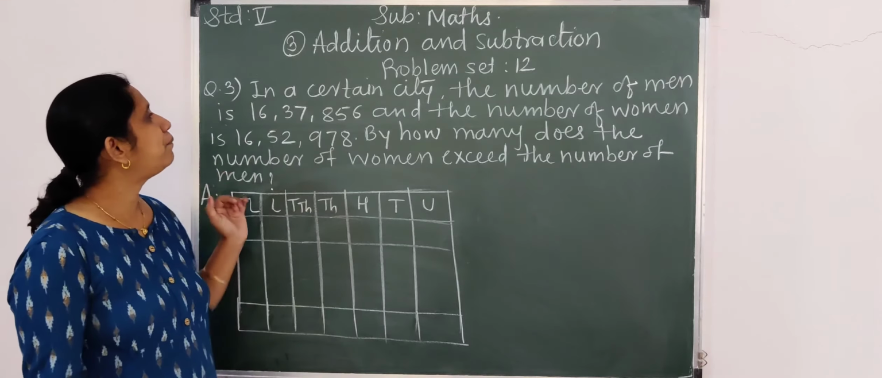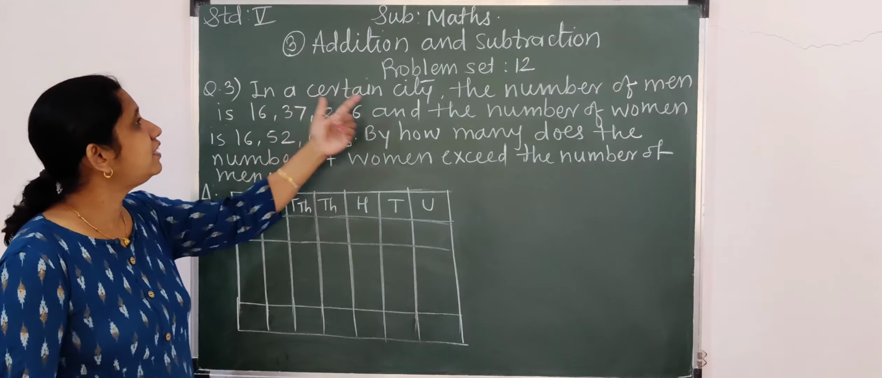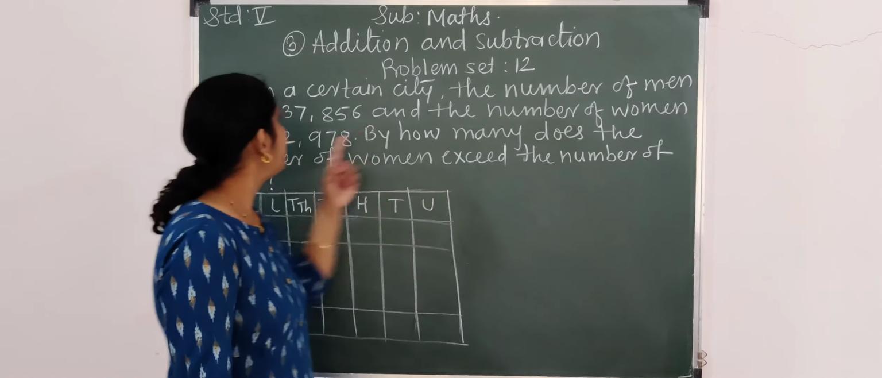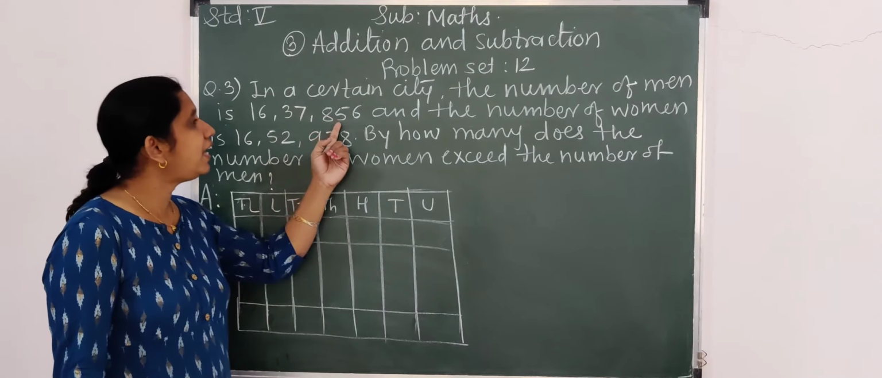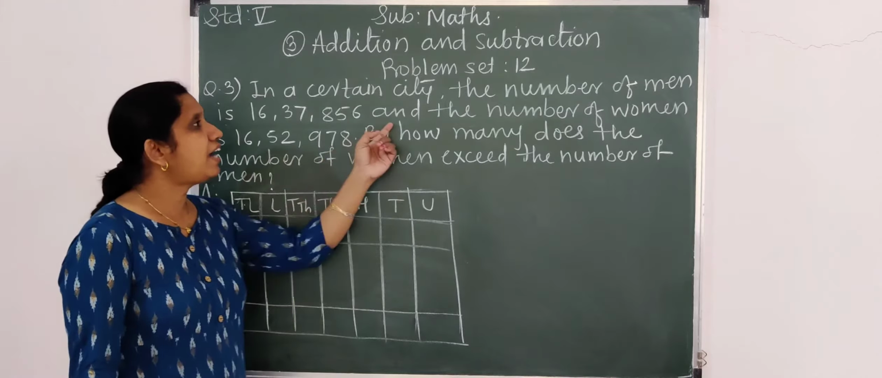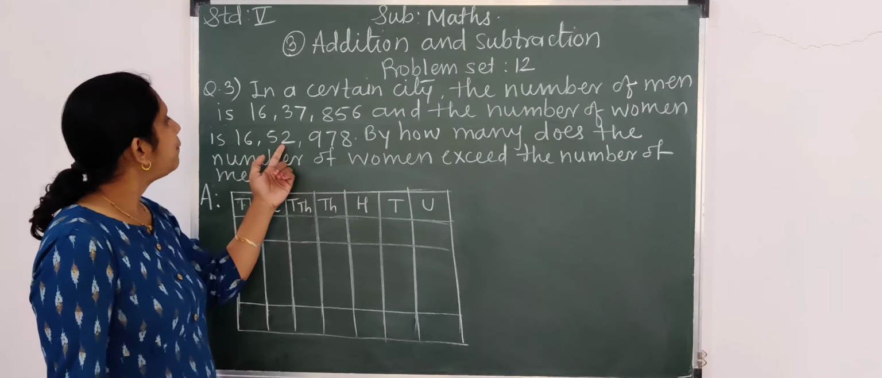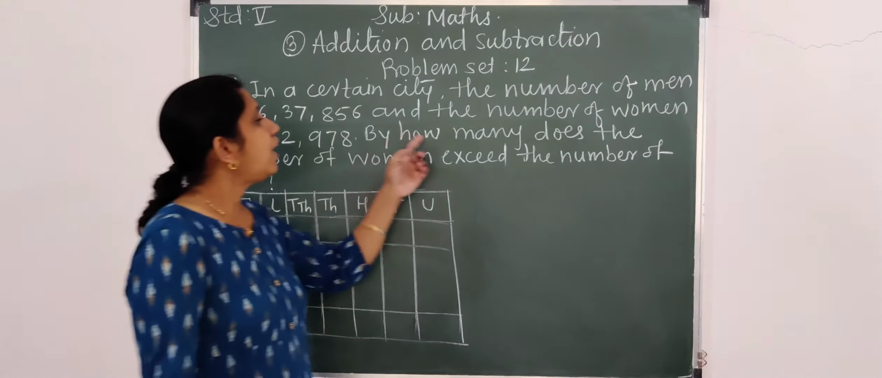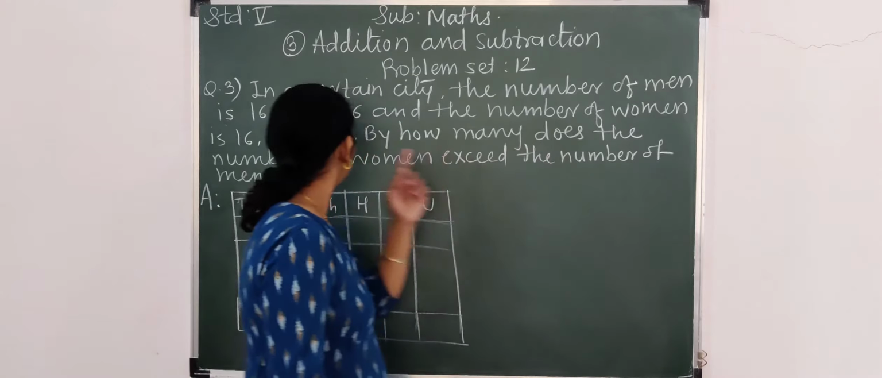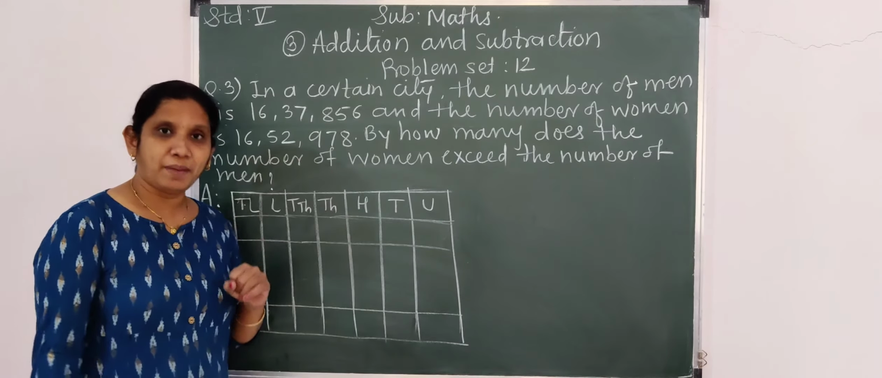Let's solve example number 3. Let's read the question. In a certain city, the number of men is 16,37,856 and the number of women is 16,52,978. By how many does the number of women exceed the number of men?